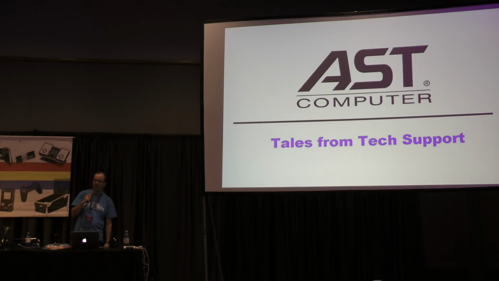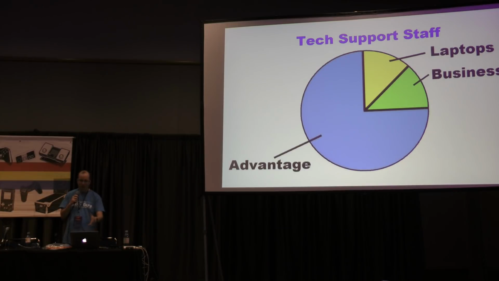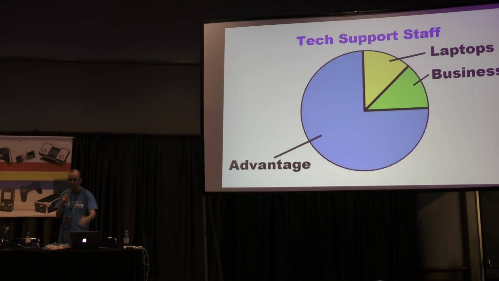I'm calling it Tales from Tech Support. I want to tell you about some of the things that I had to deal with working in tech support. We had about 500 people working there, just answering the phones. About 75% of that staff was for the Advantage product line, the consumer product line. This was the line that you might have found at Walmart or Best Buy. And then, of course, we had laptops and businesses.